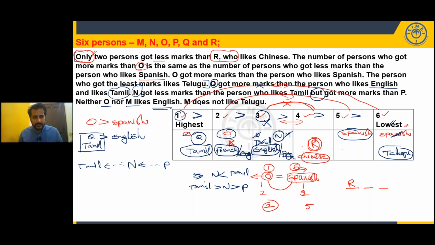Okay. What is given next? M does not like Telugu. So M cannot be placed here. So M likes Spanish. The remaining person P likes Telugu. So here is our final arrangement. Q likes Tamil, O likes French, N likes English, R likes Chinese, M Spanish, P Telugu.